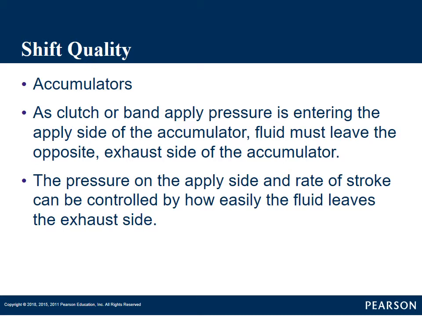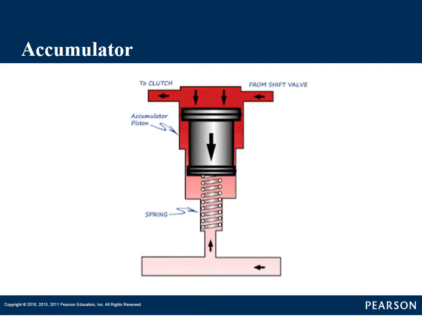Let's go to the next slide. So here's an example of this. On the top part, the red, that is the fluid coming from the shift valve that is actually going to apply the clutch. Okay? Your piston in your accumulator separates the two sides, your apply side and then the accumulator side. The pink is your accumulator side.